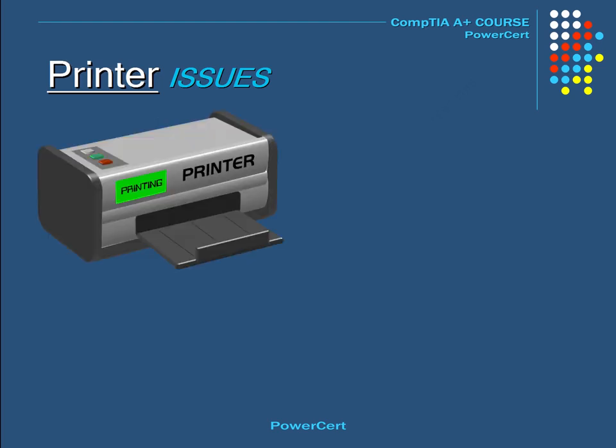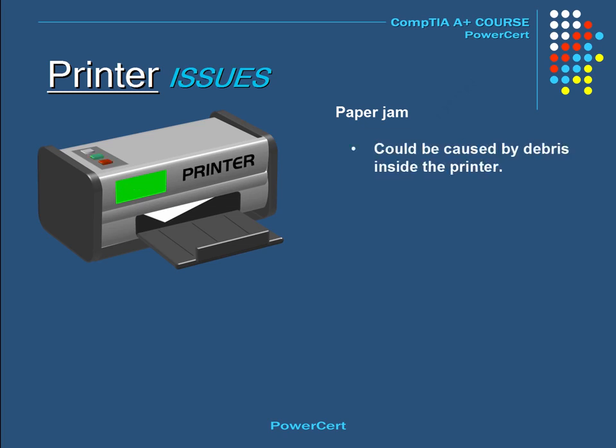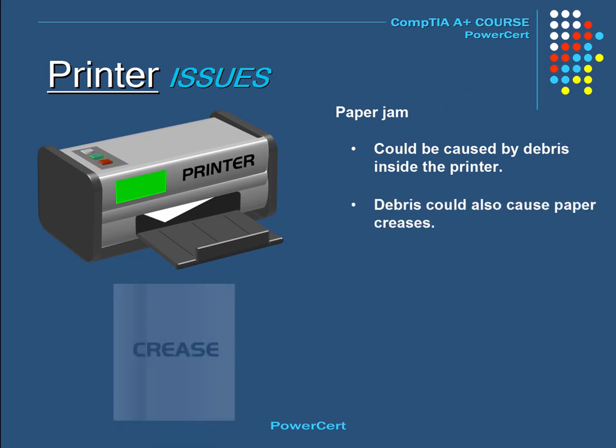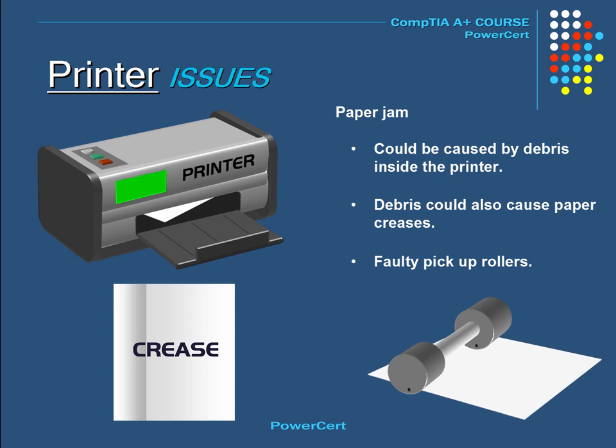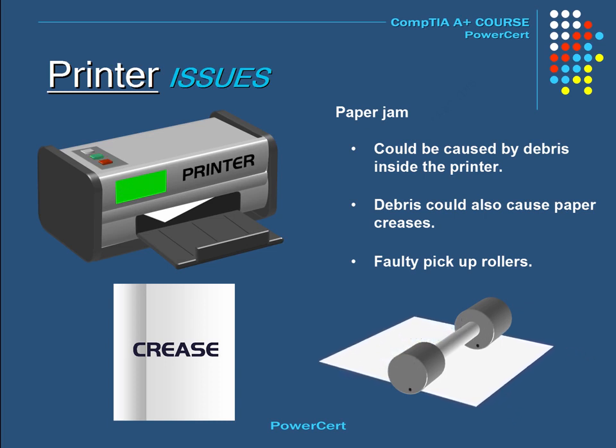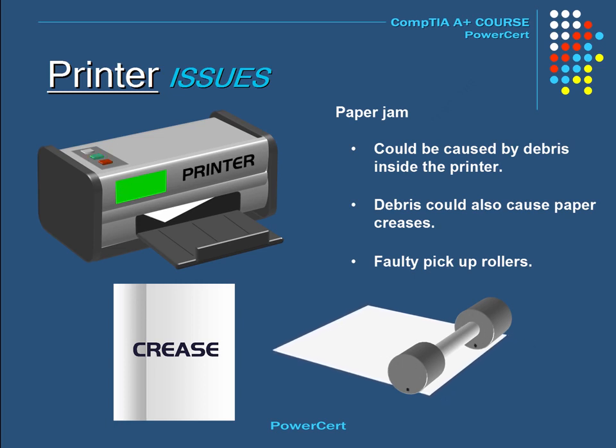Paper jams are another problem that can happen with printers. So if you try to print something and the paper doesn't come out, well then you could have a paper jam. Paper jams could be caused by debris inside the printer. And debris inside the printer could also be the result of the paper coming out creased. Or it could also be caused by faulty pickup rollers. Now this typically happens with older printers, because when the rollers wear out, they tend to have difficulty grabbing the paper and feeding it through. So in these cases, you might want to inspect the rollers to see if they need replacing, or open up the printer and check for any debris inside the printer.